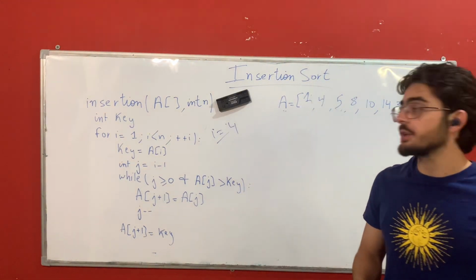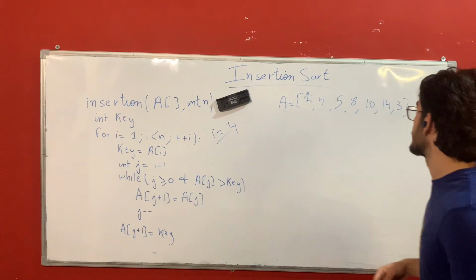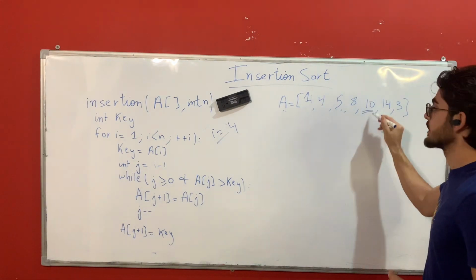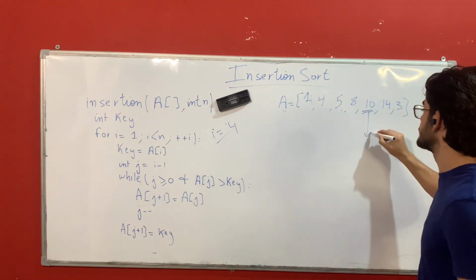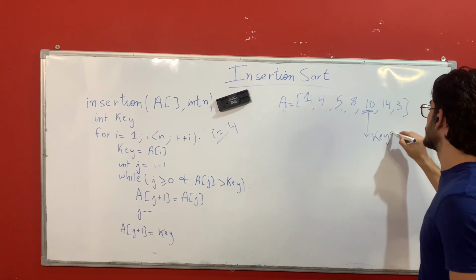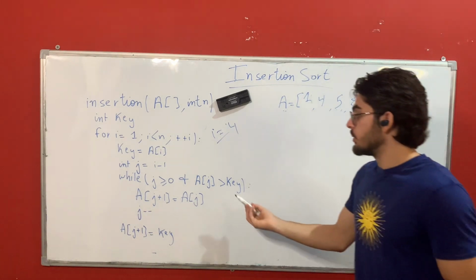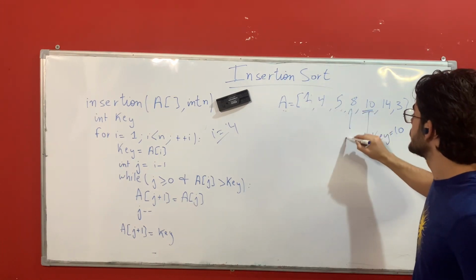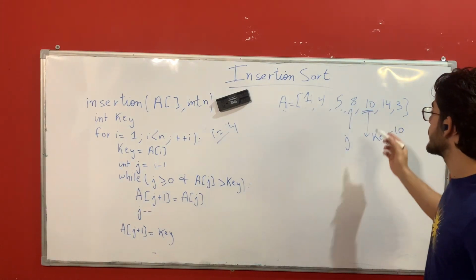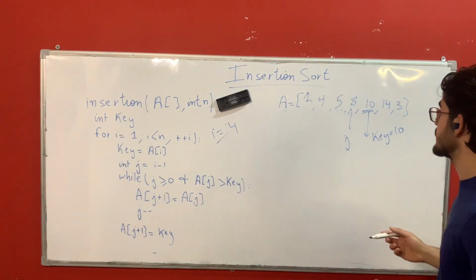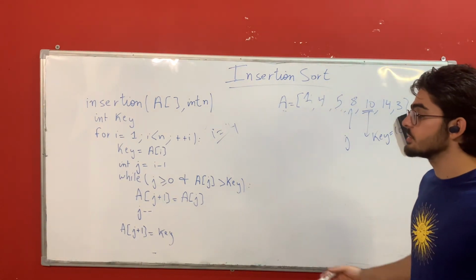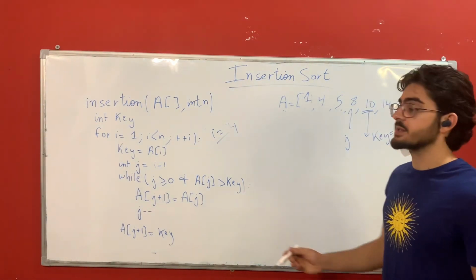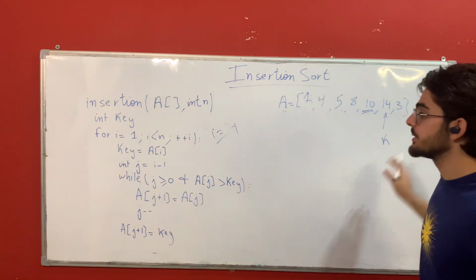Now we continue iterating with i equal to 4 now, which is 10. So the key now is 10. We compare the key with A of j, which is the element before the key, and find that the key is greater than A of j. So here the while loop will never execute, and we continue with the next iteration. Now i has become 5.